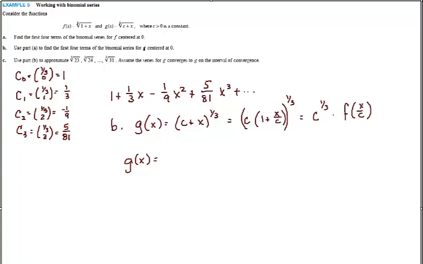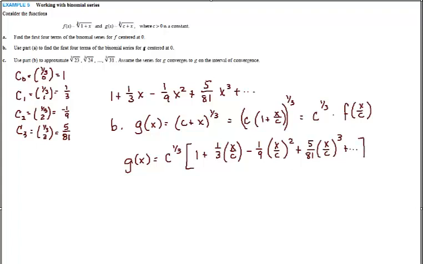So I will have c to the 1/3 multiplied by, and it's going to be 1 plus 1/3 times x over c, just replacing that x with x over c, minus 1/9 x over c quantity squared plus 5 over 81 x over c quantity to the third plus blah blah blah. Now this series would then converge for absolute value of x over c being less than 1. In other words, my x must be less than c in absolute value. My interval of convergence would then be from negative c to positive c.